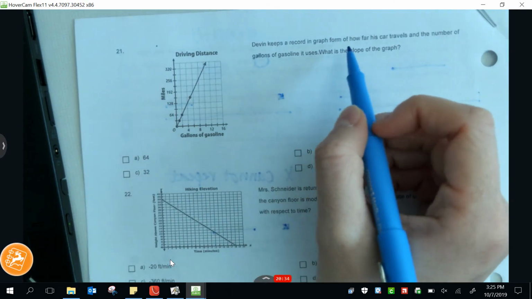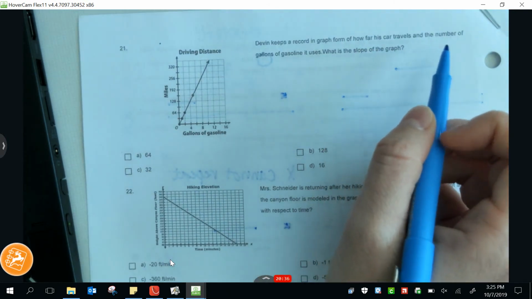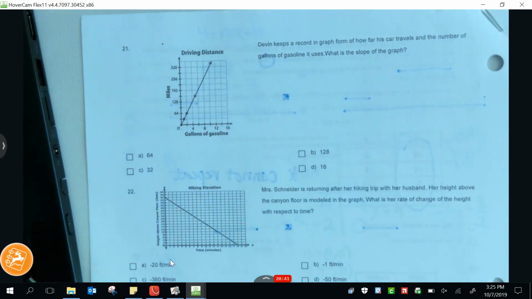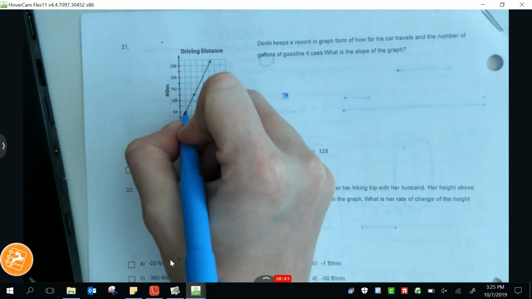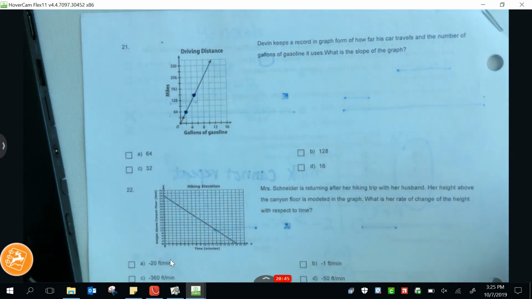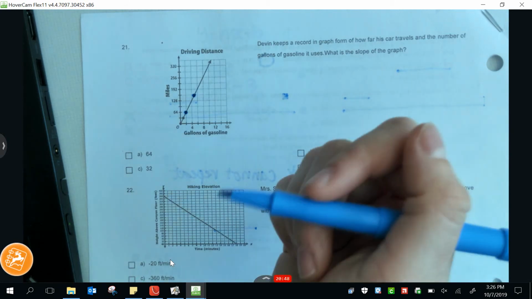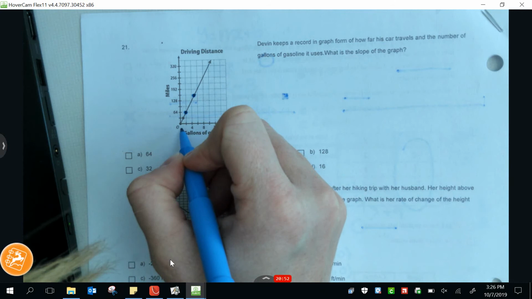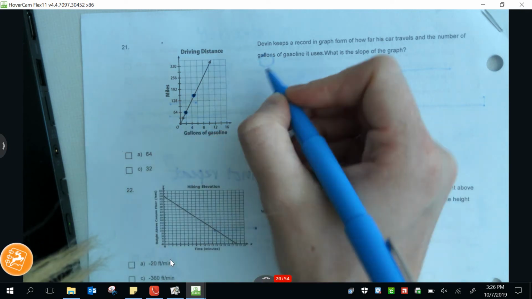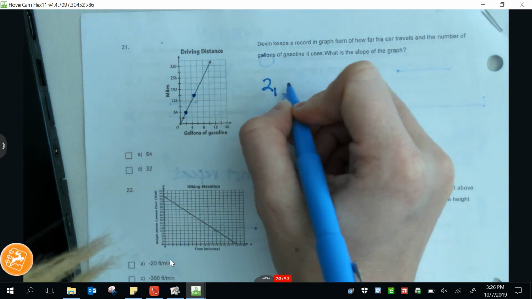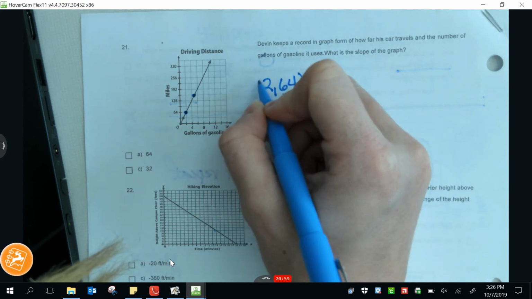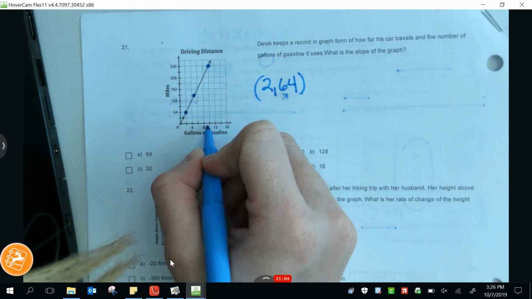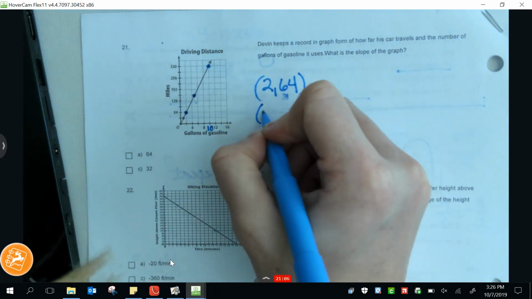Devin keeps a record in graph form of how far his car travels and the number of gallons of gasoline it uses. What is the slope? So I have an ordered pair right here and an ordered pair. Well, it didn't look like an ordered pair. How about I use this one, which is 2, 64, and this one up here, which is 10, 320.